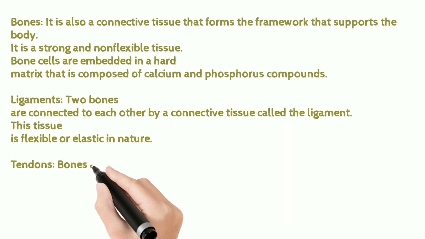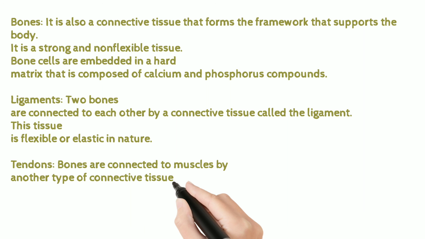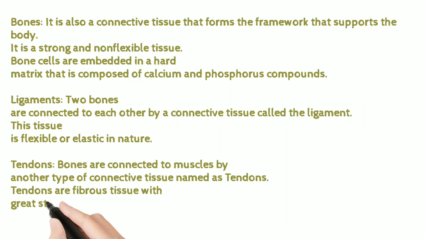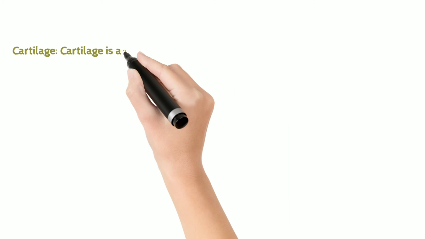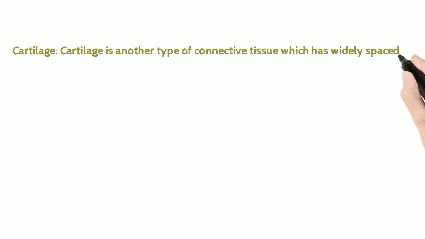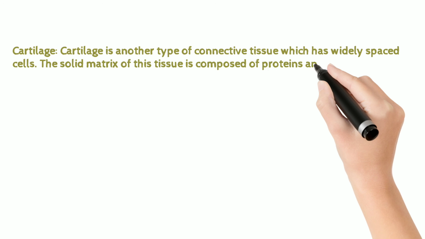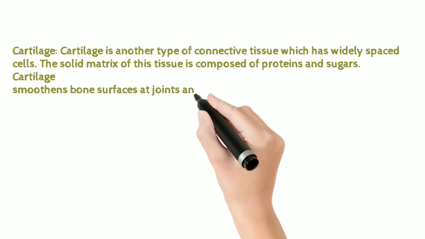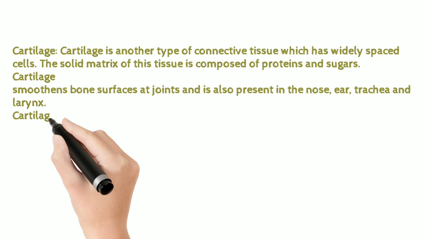Tendons. Bones are connected to muscles by another type of connective tissue named tendons. Tendons are fibrous tissue with great strength but limited flexibility. Cartilage. Cartilage is another type of connective tissue which has widely spaced cells. The solid matrix of this tissue is composed of proteins and sugars. Cartilage smoothens bone surfaces at joints and is also present in the nose, ear, trachea and larynx. Cartilage of the ear can be folded.